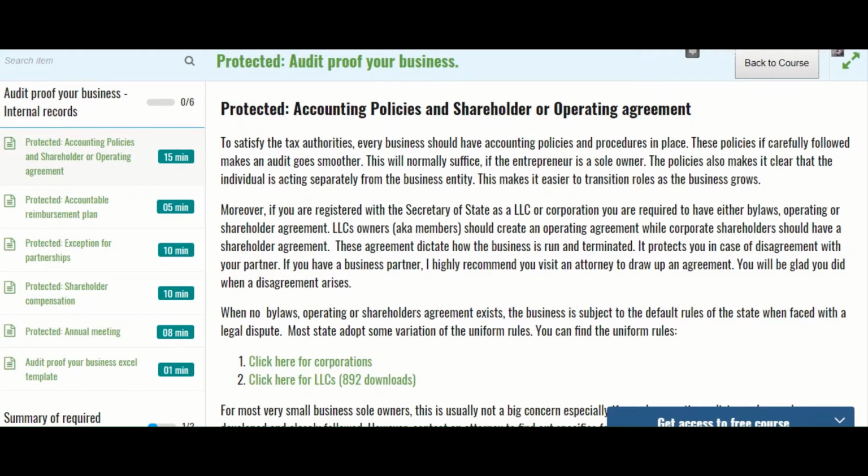Hey there! Today we're talking about accounting policy. What are accounting policies? Those are the rules you follow when you keep your records. Now there are some policies you need to have in place because they're required by the IRS.